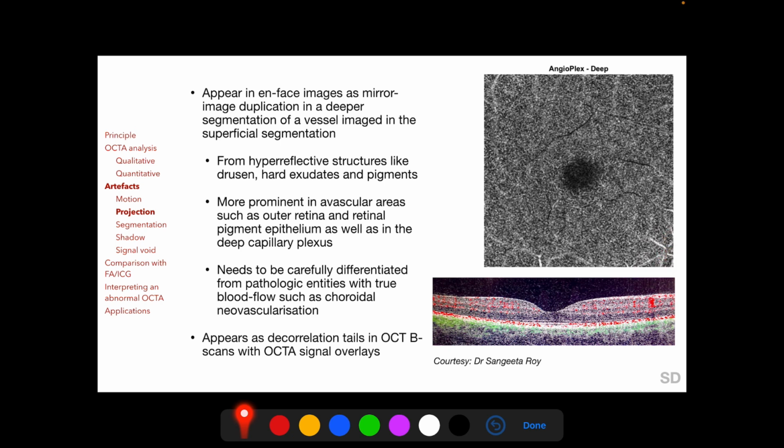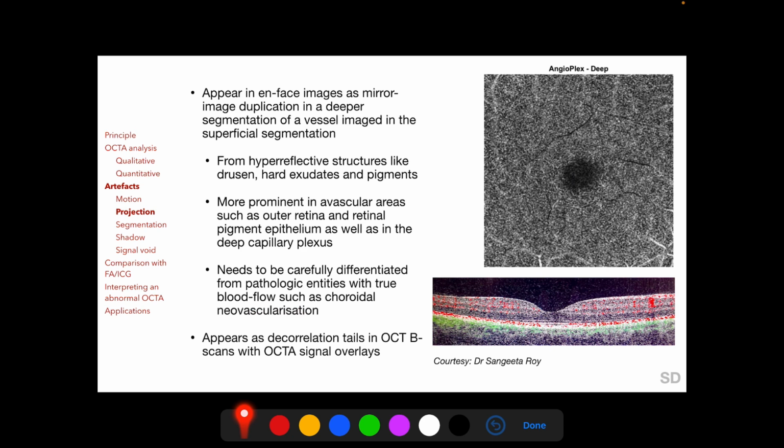retinal vessels projected from the superficial vascular complex, and these projections occur more from hyper-reflective structures like drusen, hard exudates and pigments, and they are more prominent in avascular areas such as outer retina and retinal pigment epithelium, where we do not expect to get an OCTA signal, as well as in deep capillary plexus as we find here. And projection artifacts from outer retina and retinal pigment epithelium need to be carefully differentiated from pathologic entities which generate true OCTA signals such as choroidal neovascularization.